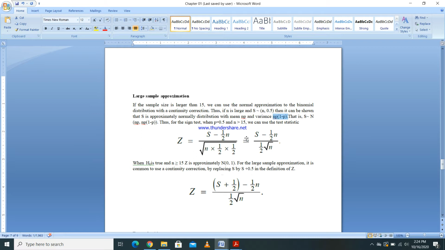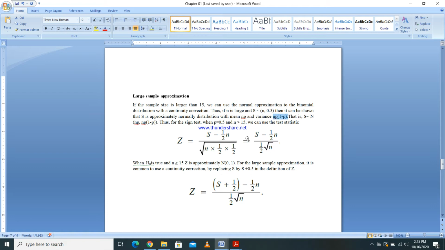But the problem is that the binomial distribution is a discrete random variable, while the normal distribution is a continuous random variable. So when you transform a discrete random variable into a continuous random variable, there is a gap in between, because when you take two possible values in a discrete distribution, there is a gap that you cannot find in continuous distributions.